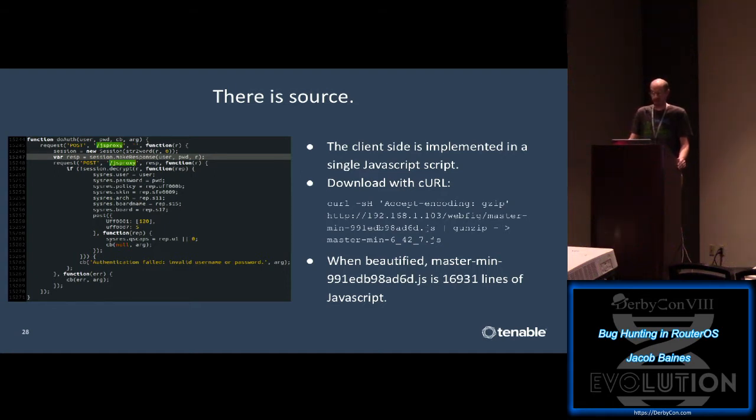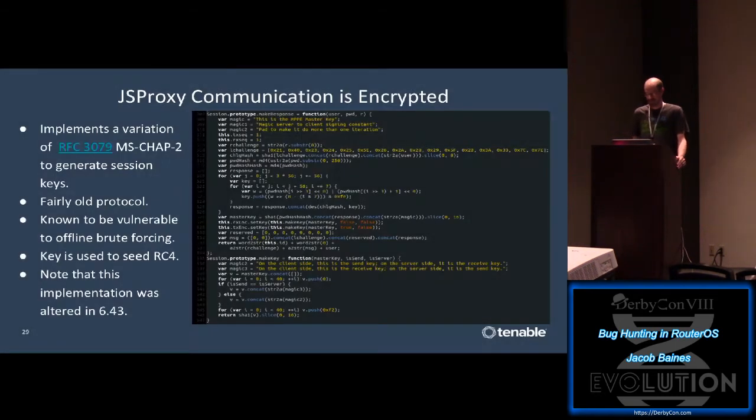In this slide, you can see some of the HTTP post requests to JS proxy. I've highlighted them, as well as some authentication logic. Now, as it turns out, they've implemented MS-CHAP v2 key derivation and RC4 encryption in JavaScript, which seems like a really odd choice to me. Using TLS seems much easier, but at least these algorithms are very familiar. RFC 3079 is nearly 18 years old now.